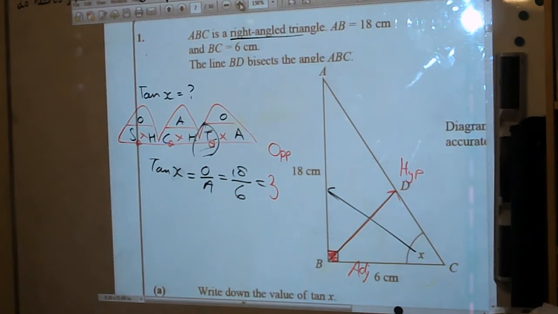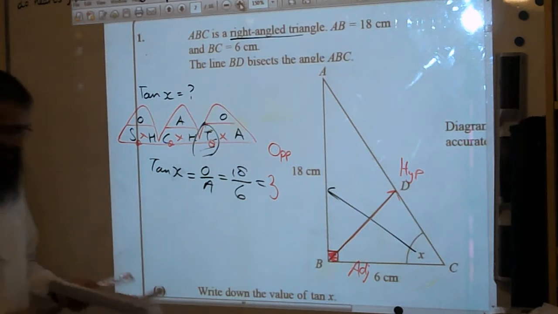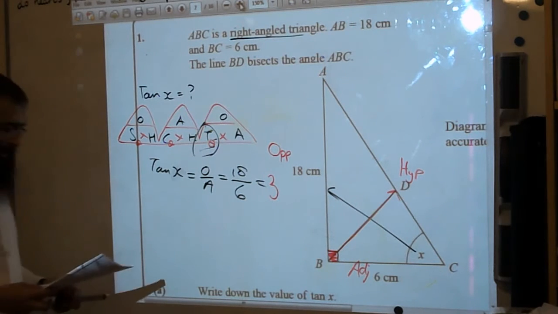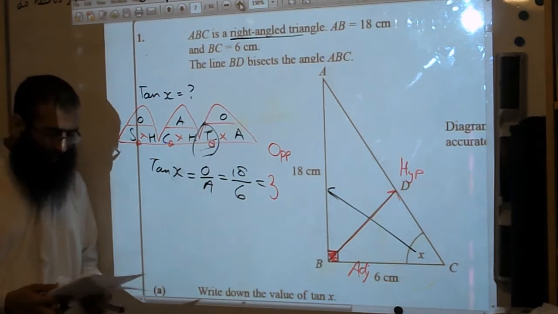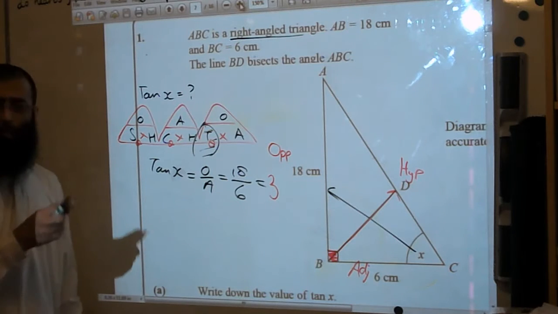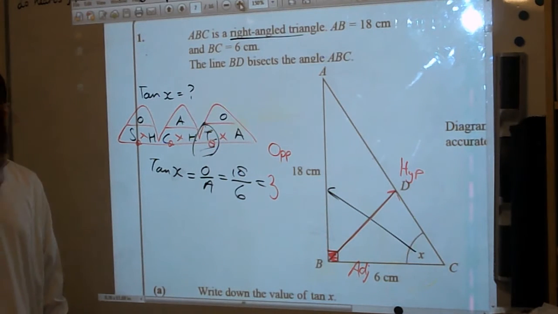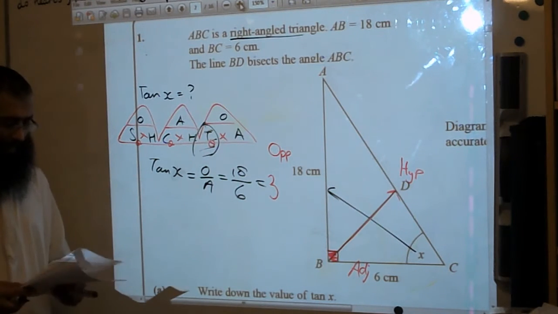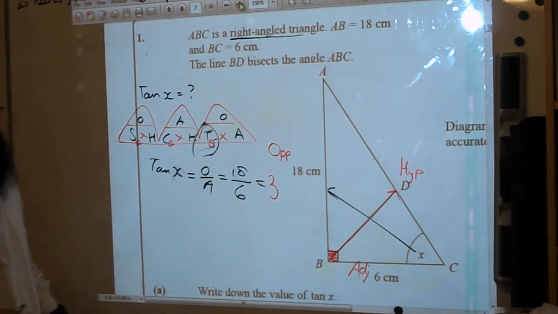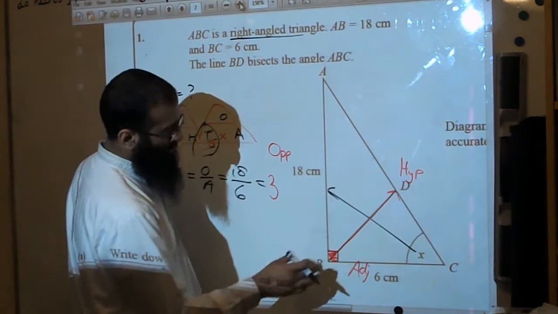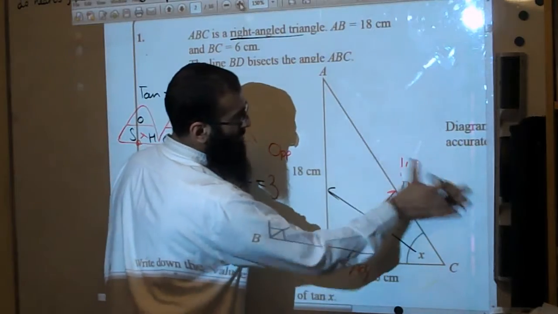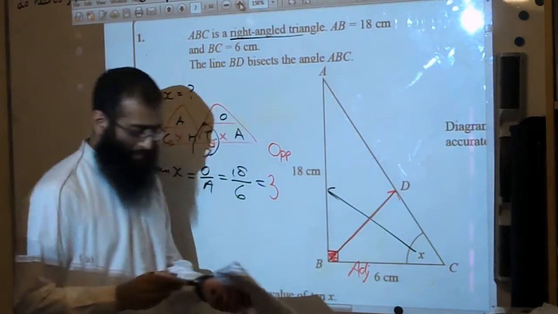Okay? That's for the first question, first part. Clear? Everything? Okay, next part. It says calculate the length of BD. Now, at the moment, this part of the question is worth 1 mark. They don't want anything more than that. Calculate the length of BD. So let's get rid of this for the moment. BD is actually here.